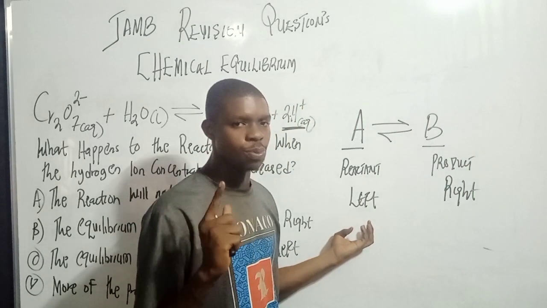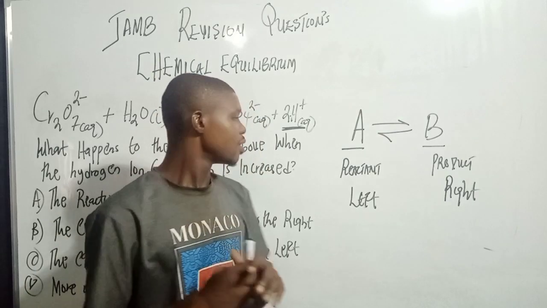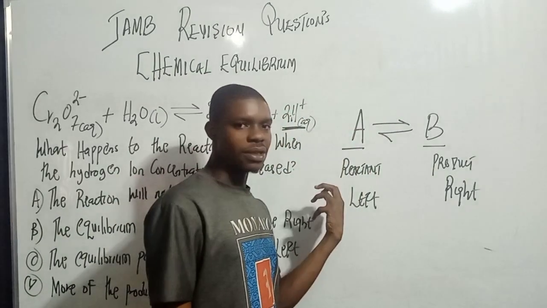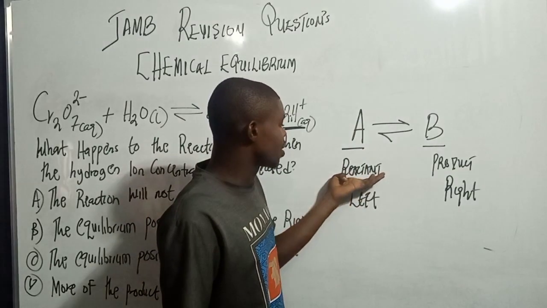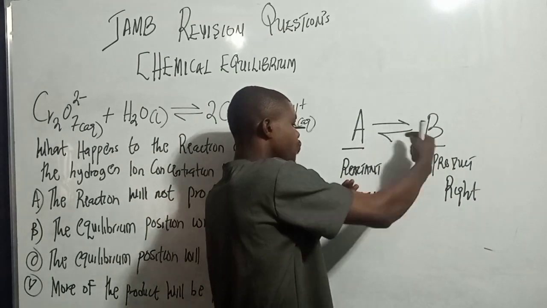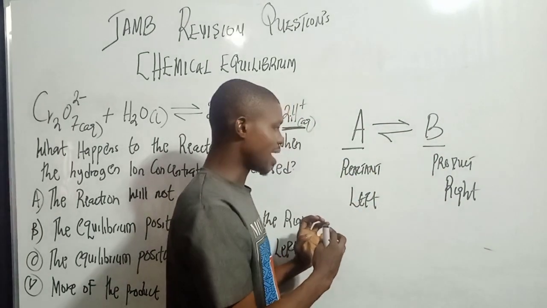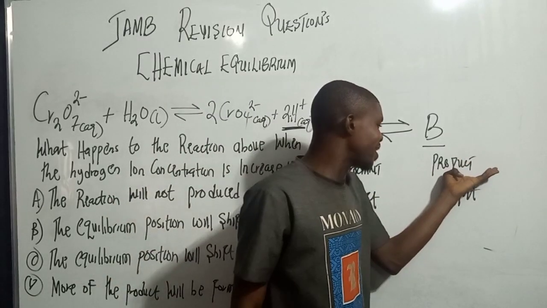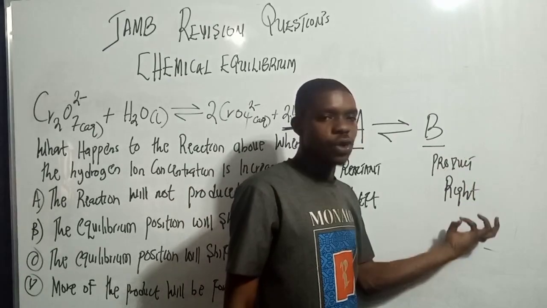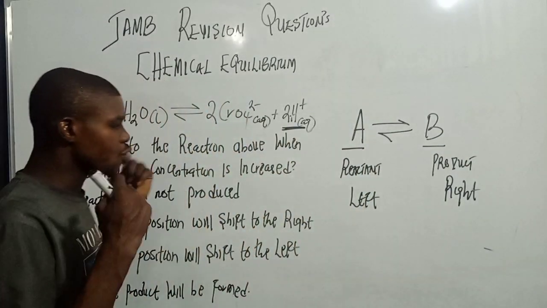So these are things you want to take note of. What about when you decrease the concentration? When you decrease concentration, it will favor the same side. So if you decrease the concentration of the reactant, the reaction will move to the reactant side, because you want to replace what you pulled out. Now, when you decrease the product, the reaction will move to the product side. So these are things you want to pay close attention to.